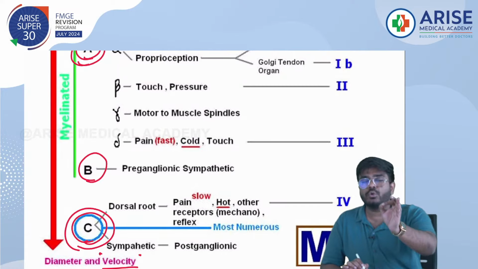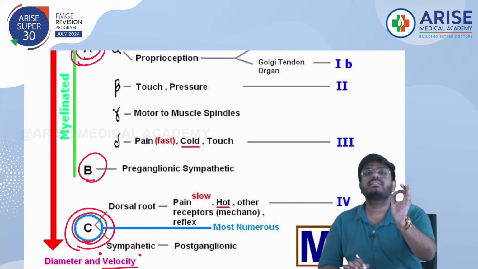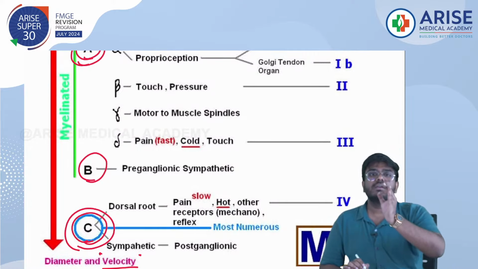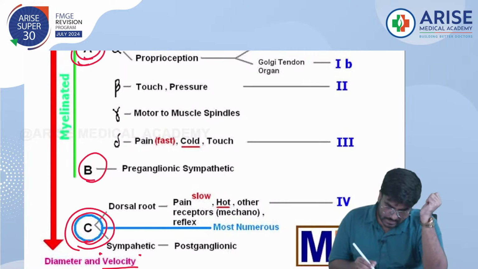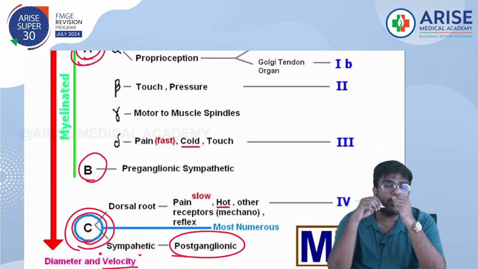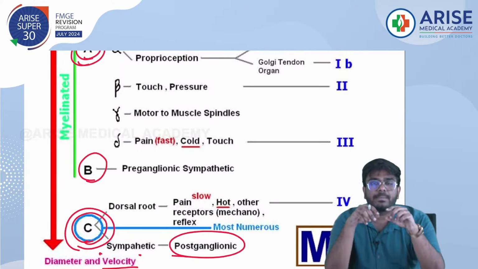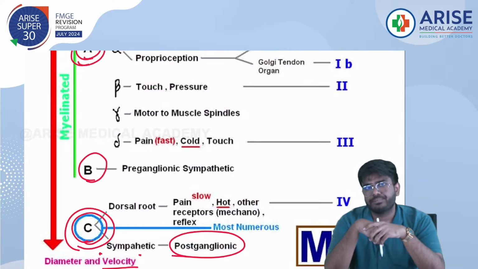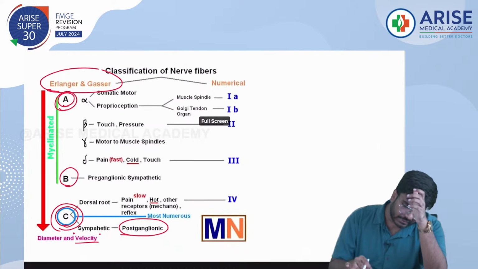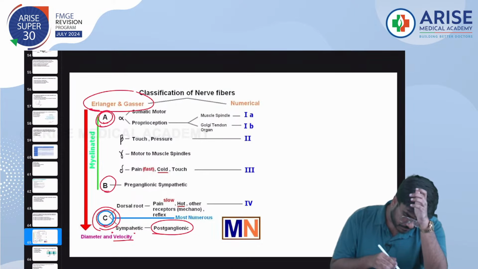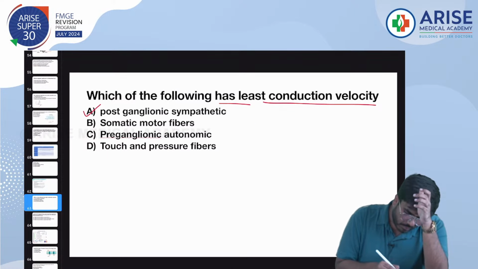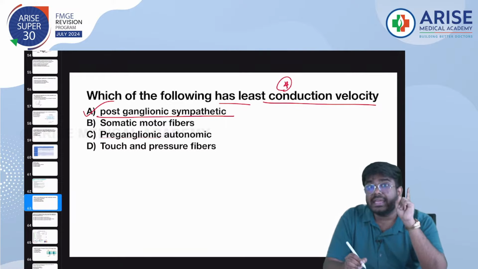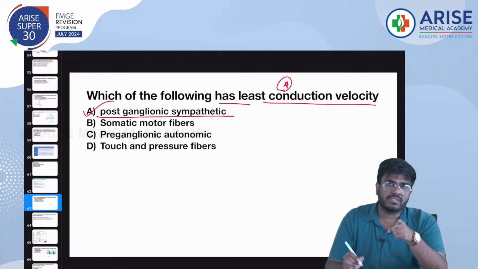So tell me which neurons have the least conduction velocity? C fibers have the least conduction velocity. C fibers are unmyelinated. Where are the C type of neurons present? C type of neurons are present in postganglionic sympathetic nerves. So the postganglionic sympathetic fibers have the least conduction velocity. A fibers have fast conduction velocity.